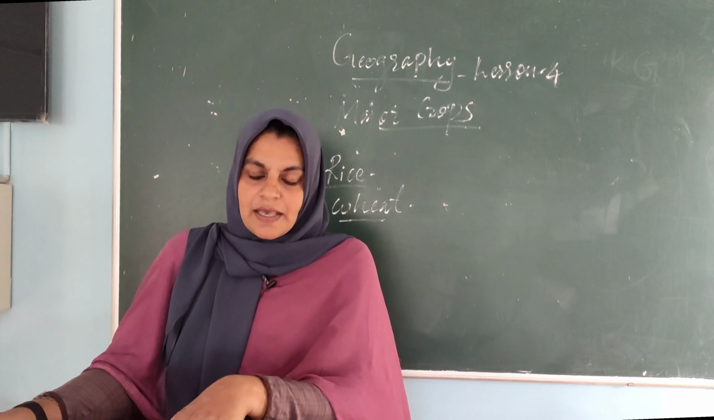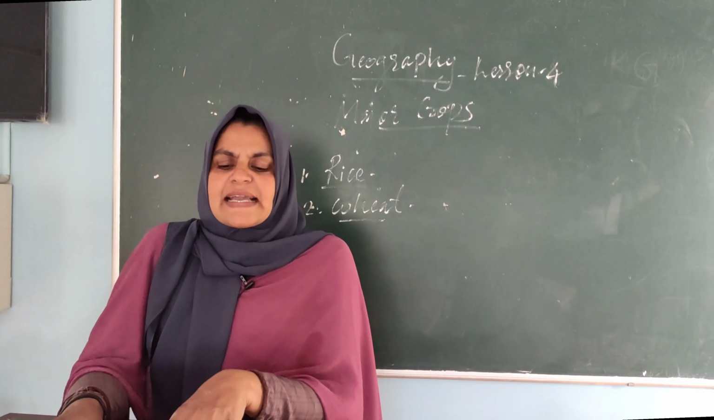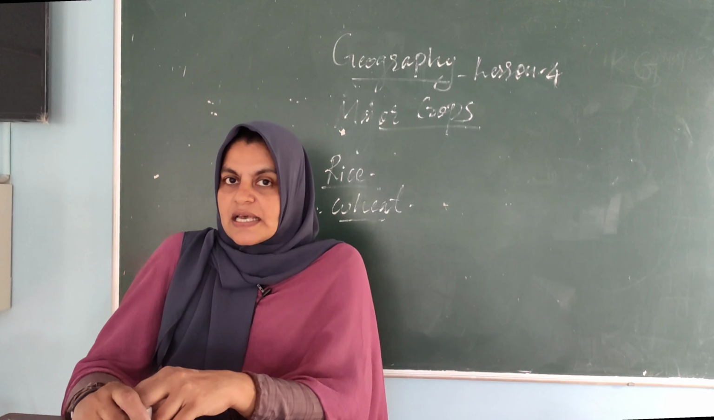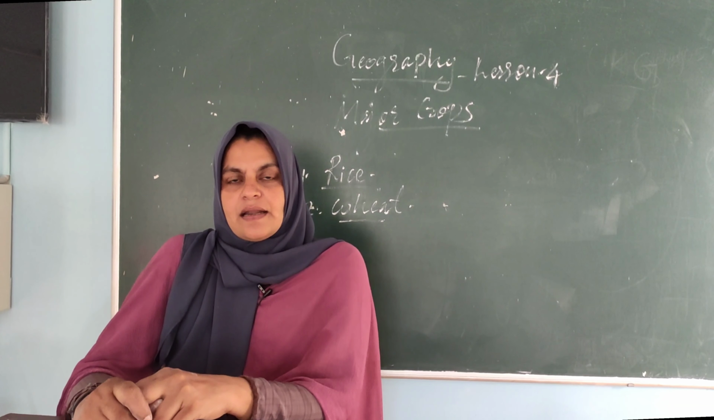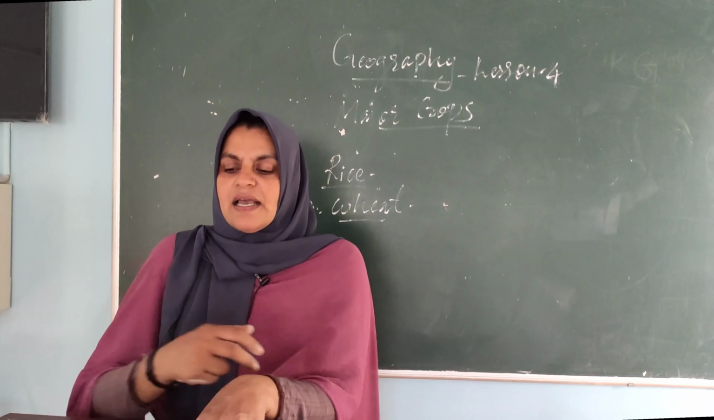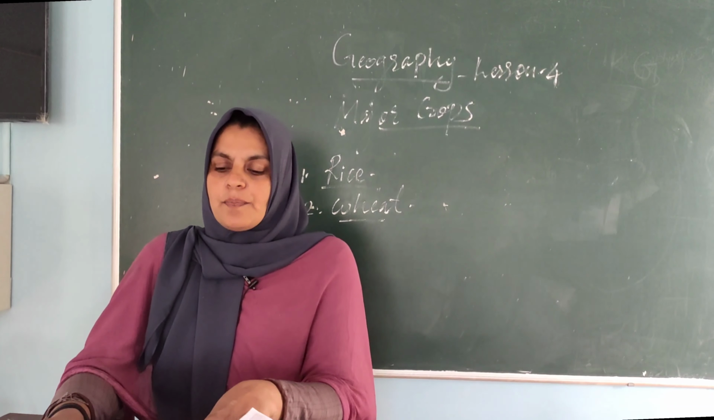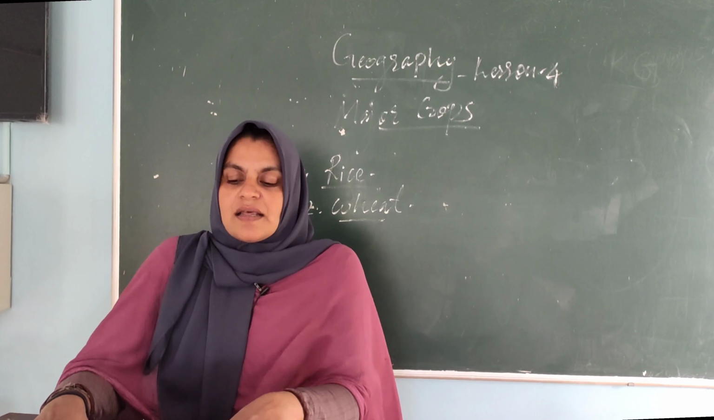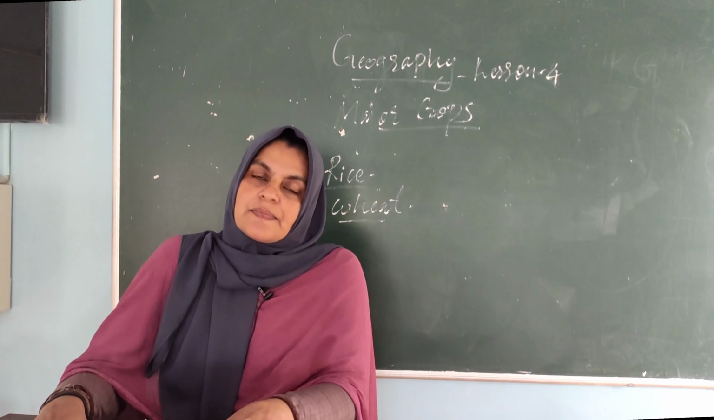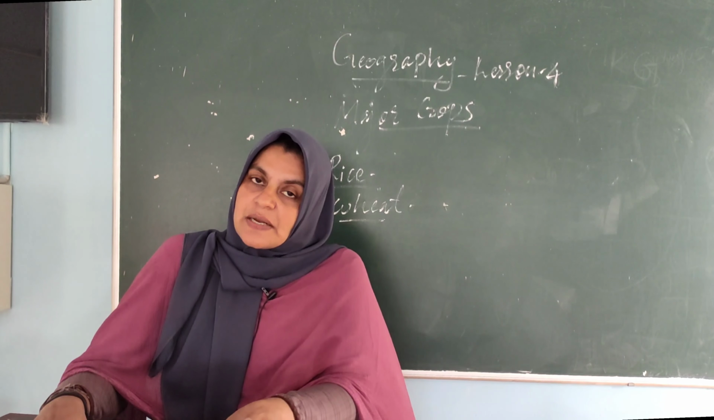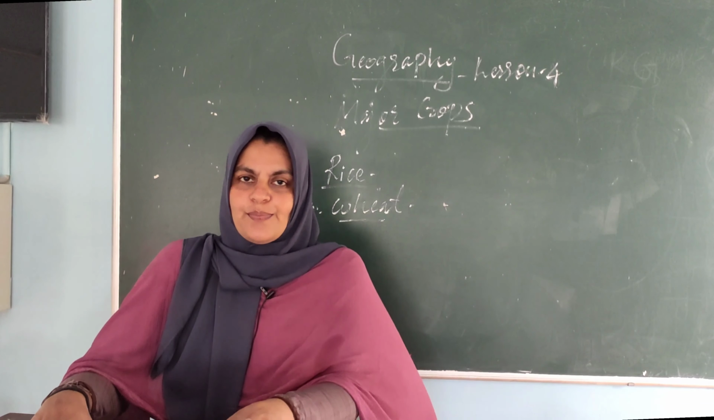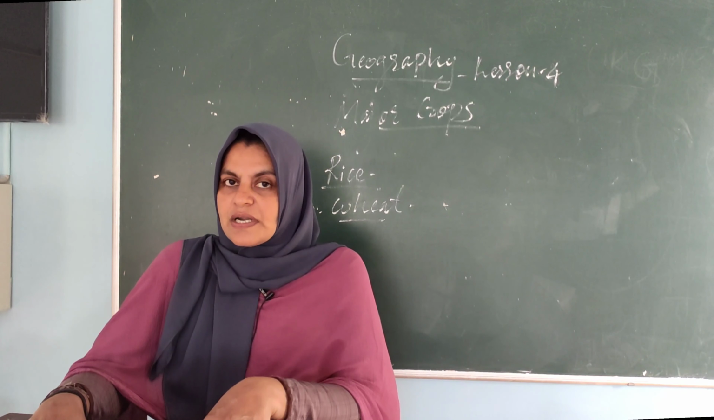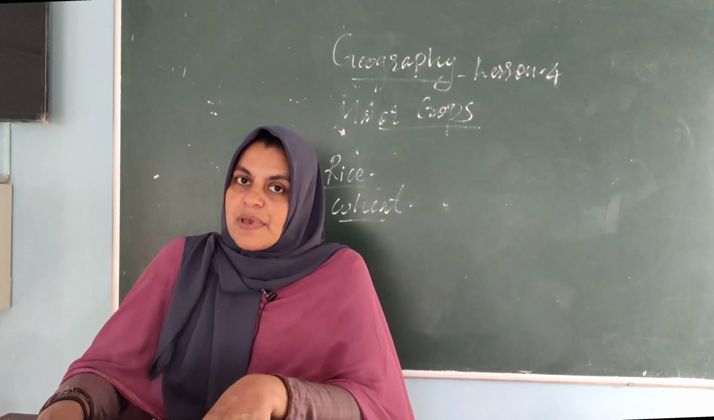Wheat, Godambu. This is the second most important cereal crop, included in the cereals. It is the main food crop in the north and northwestern part of the country. Got it? And this is a Rabi crop. I think you understood. Wheat is a Rabi crop.